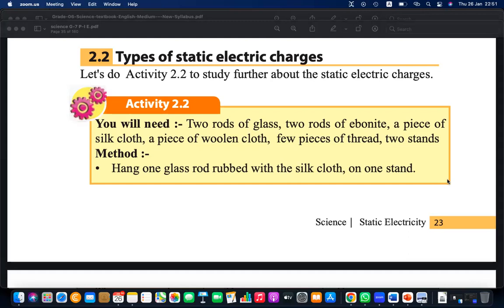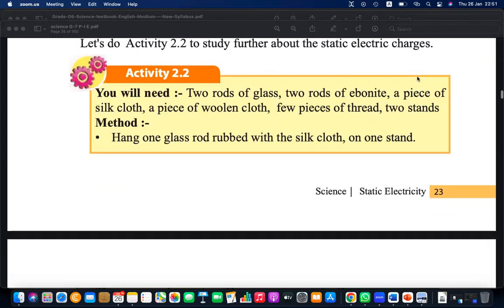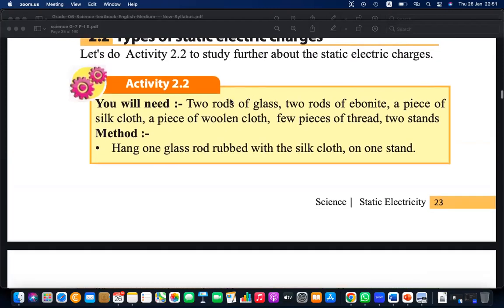Negative to negative, repulsion. Positive to positive, repulsion. That is why you are asked to get two glass rods and two ebonite rods. Ebonite is hard rubber. You can use plastic PVC pipes instead of ebonite, so then you can do the experiment.